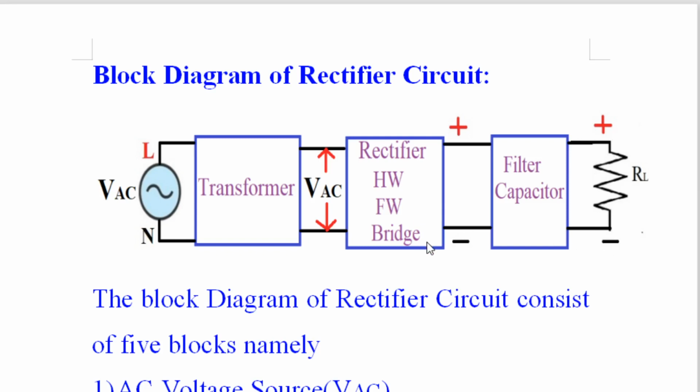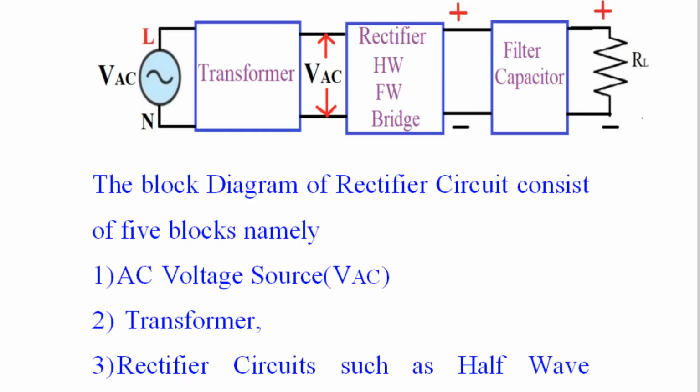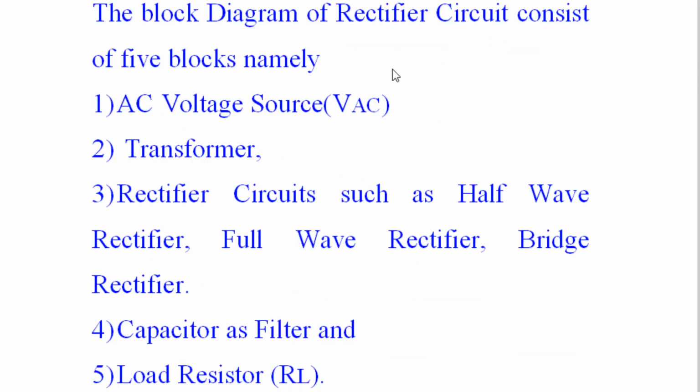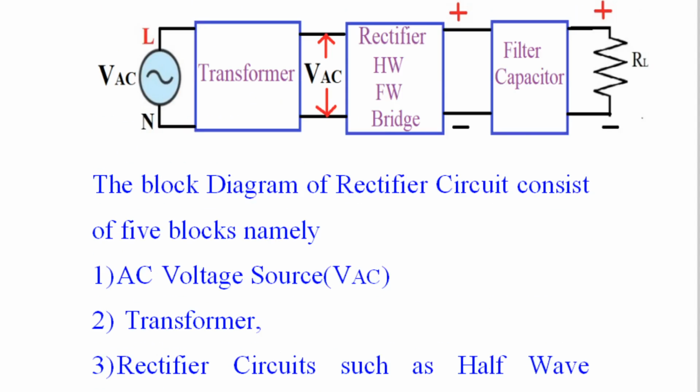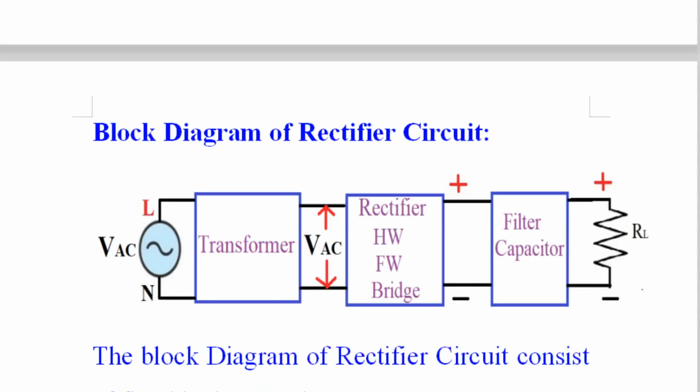So overall, how many blocks are there? Five blocks. The block diagram of rectifier circuit consists of five blocks, namely number 1, AC voltage source VAC; number 2, transformer; number 3, rectifier circuits such as half wave rectifier, full wave rectifier and bridge rectifier; number 4, capacitor as a filter; and the last block is the load resistor RL, which is nothing but an electronic circuit. And this is your block diagram of rectifier circuit.